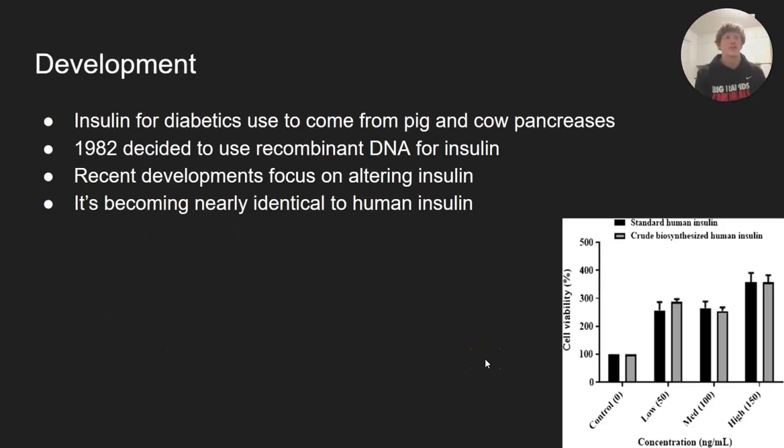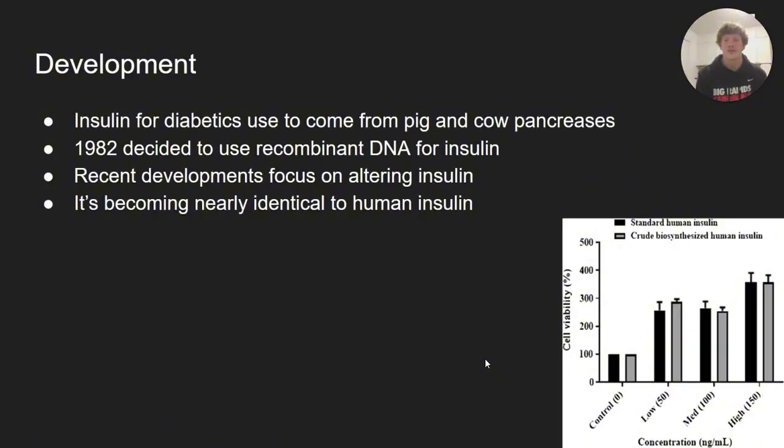Development. Insulin for diabetics used to come from pig and cow pancreases. In 1982, a clinical study revealed recombinant insulin could be a substitute for human insulin. Recent developments focused on analogs I talked about for rapid and long-lasting action. Now it's becoming nearly identical to human insulin as seen in the chart.